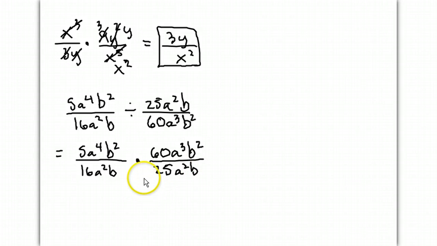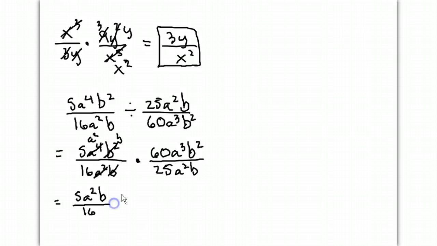So we must simplify. We can simplify each fraction individually, because when you look at it, a squared will go into a to the fourth, leaving you with a squared. b will go into b squared, leaving you with b. So that part is simplified, and what we have here is 5a squared b over 16. That's that fraction.